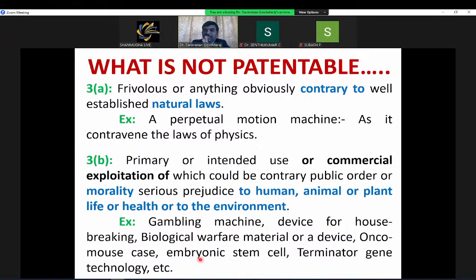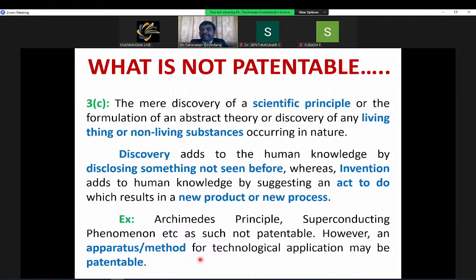So 3A is about natural laws, and 3B is about morality, concerning human, animal, plant, and natural sources. Then 3C. We can't patent any scientific principles or the discovery of any living or non-living substances.